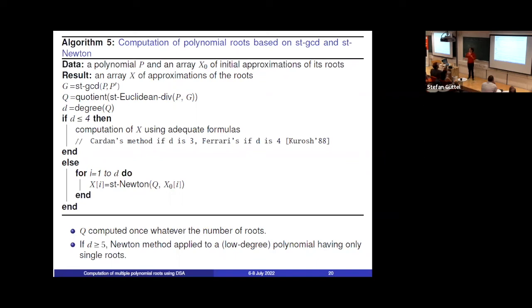If D is less than or equal to 4, then we can directly compute the roots using suitable formulas. Otherwise, we apply D times the stochastic Newton method. One advantage here is that the polynomial Q is computed once, whatever the number of roots. And if D is greater than or equal to 5, Newton method is applied to a low degree polynomial that has only single roots, and so the convergence rate should be nice here.